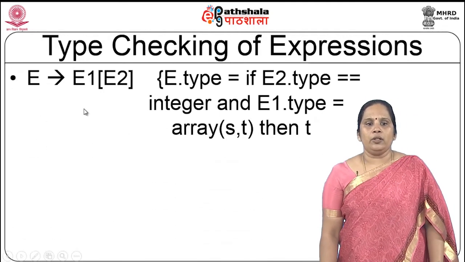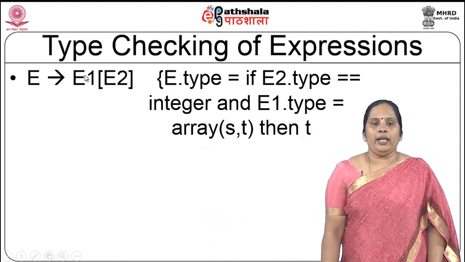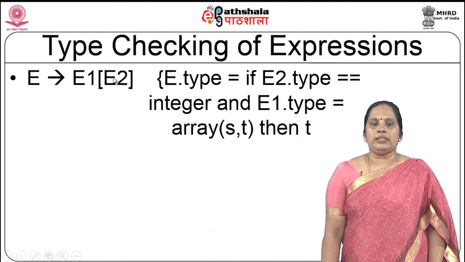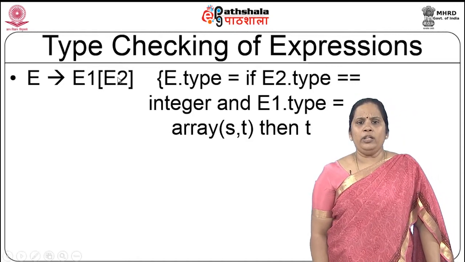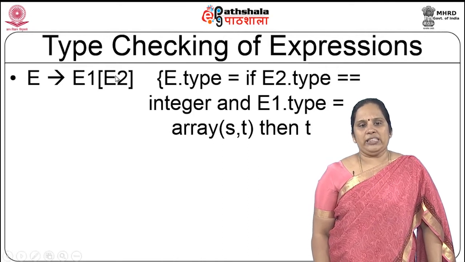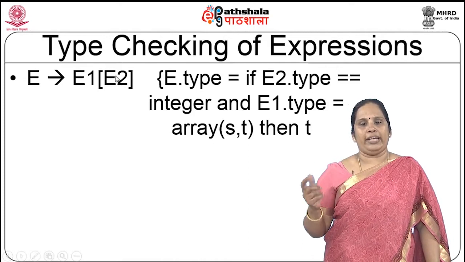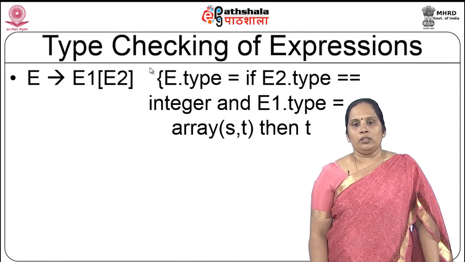Continuing on this, E produces E1 of E2. Now E1 is the name of the array and E2 is going to be the array index. So what am I expecting here? E2 should be a number. That is what we are trying to look at very specifically. That is, I have to say A of 10, array of 10. I have to declare some number there.